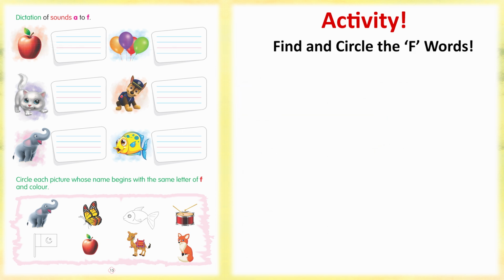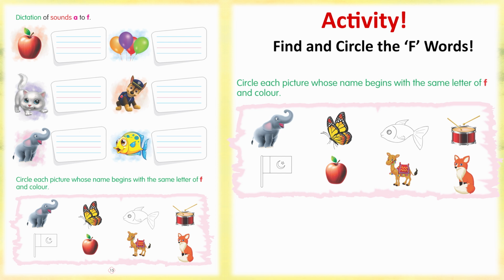Part 2. Find and circle the F words. Now let's play a fun game. Look at the pictures in the pink box below. Find the pictures that begin with the letter F and circle them. Let's say the names together.